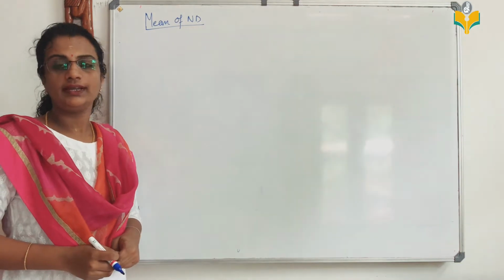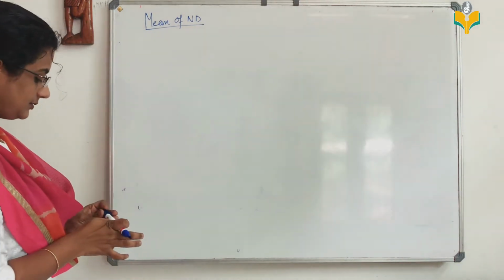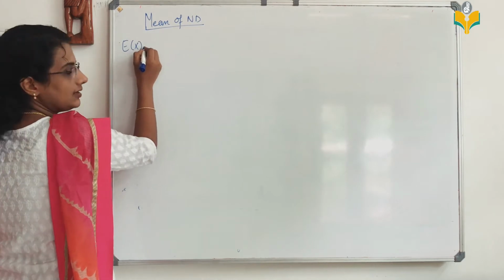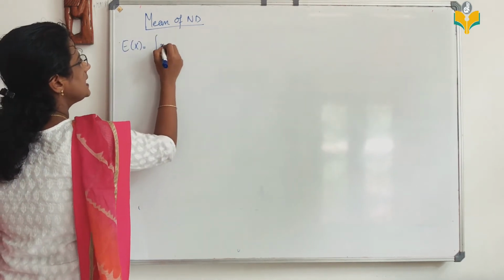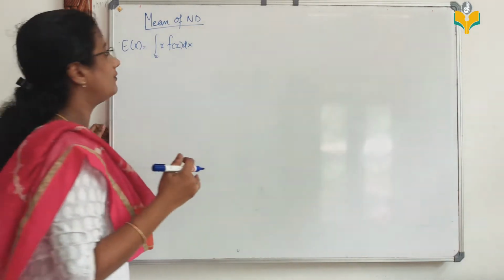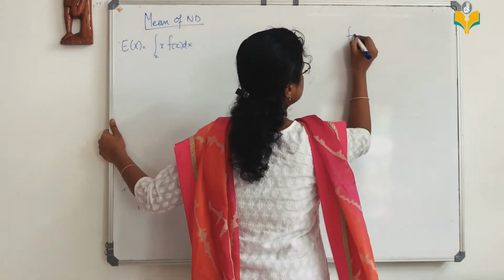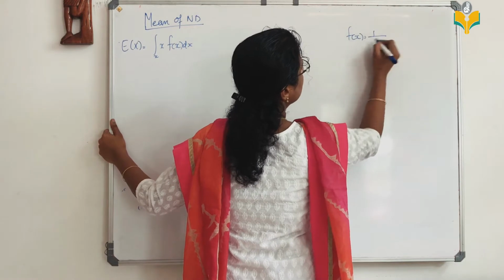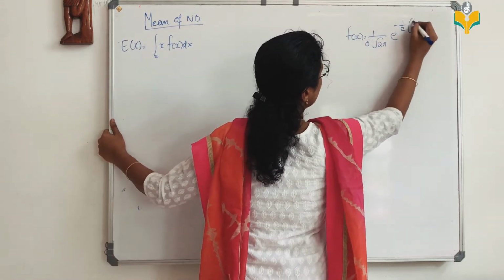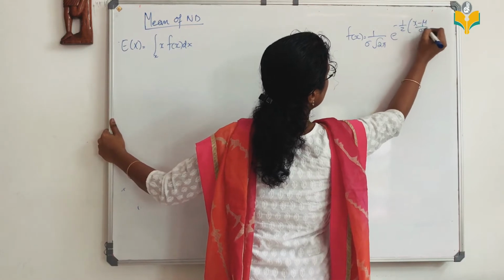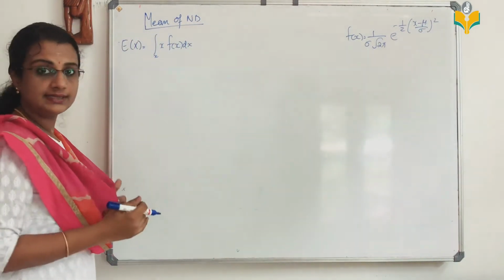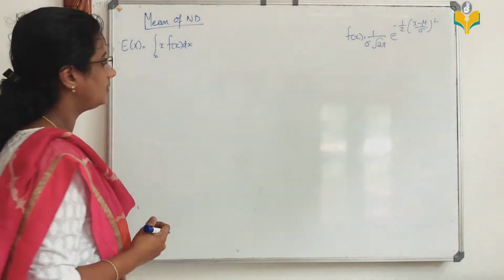Next we want to find the mean of normal distribution. For finding the mean, we have to find E of x. E of x equals the integral of x into f of x dx. Before that, what's the PDF of normal distribution? That is f of x equal to 1 by sigma root 2 pi e raised to minus half into (x minus mu by sigma) the whole square, isn't it? Here x and mu range from minus infinity to plus infinity and sigma is greater than 0.